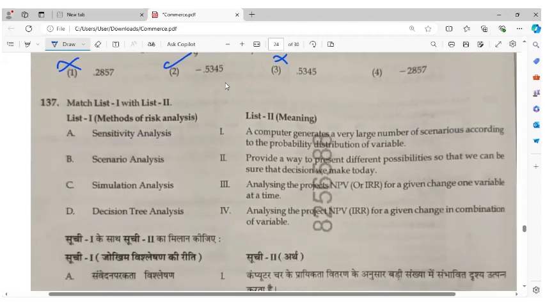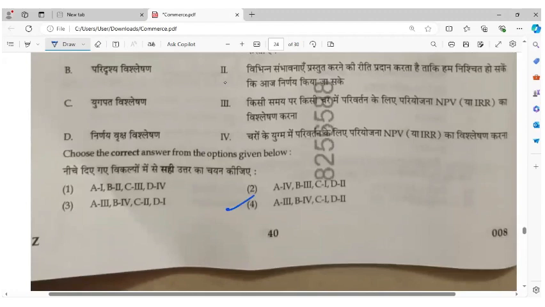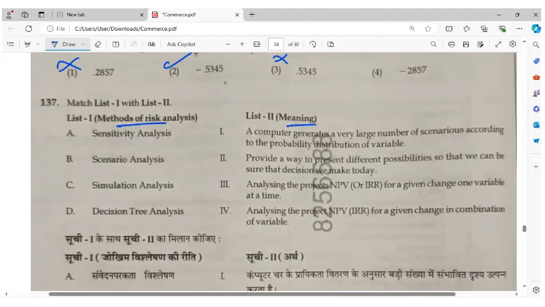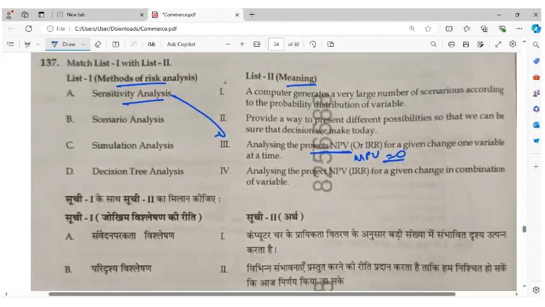After that, sensitivity analysis and scenario analysis are methods of risk analysis, and the meaning is given. It's a matching question. So option number 4 is right over here. You can mark A with a 3. Sensitivity analysis is related to your NPV and IRR. You can see the NPV is sensitive because the NPV gets 0 at the IRR, the internal rate of return. And scenario analysis is related to your fourth one, that is NPV and IRR giving the change in the combination.